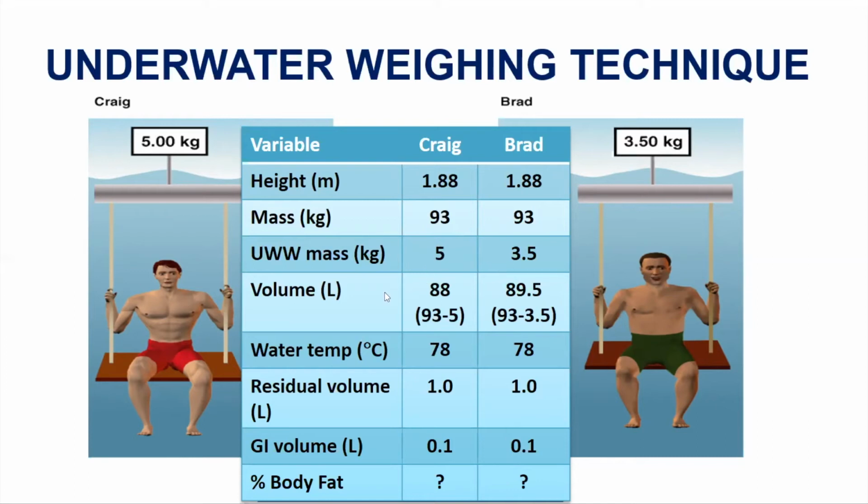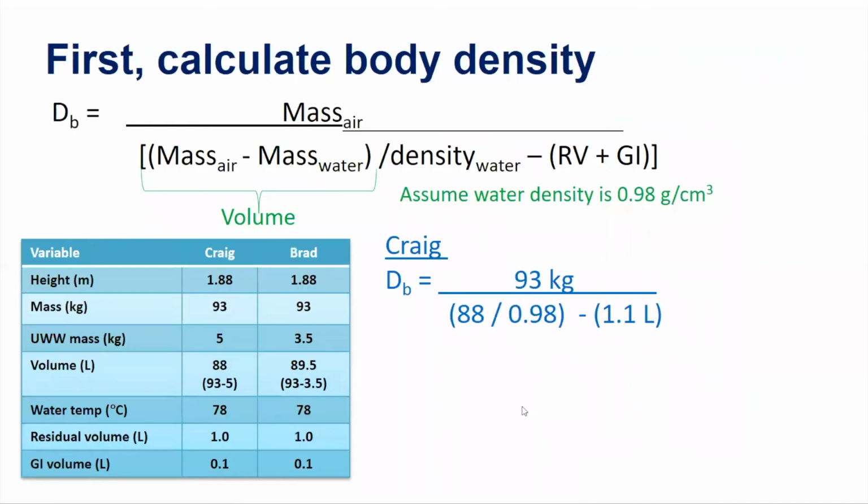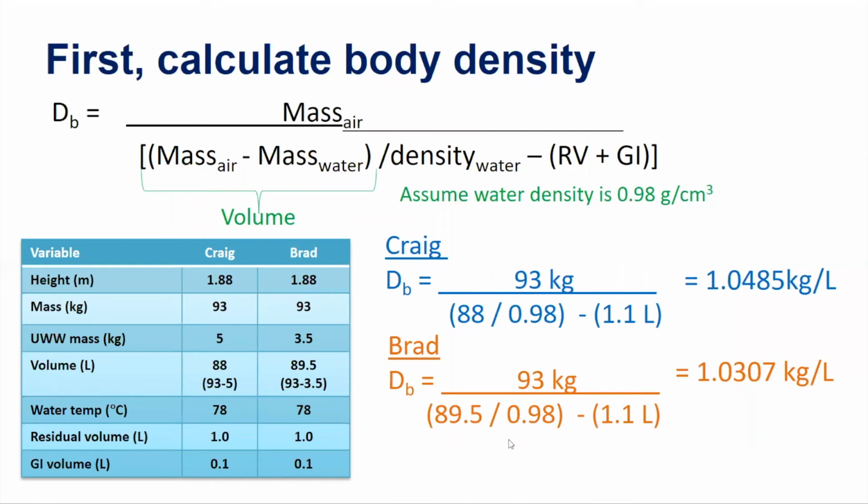To determine their body volume, remember, we're going to just take their mass on land and subtract their underwater weight. And so the volume of Craig is 88 liters, and for Brad it's 89.5 liters, where we took 93 minus 3.5. So if we were to take these data and plug and chug, we would confirm that Craig indeed does have a higher body density of 1.0485, whereas Brad has a body density of 1.0307 kilograms per liter. So Craig is denser, meaning he has less body fat.